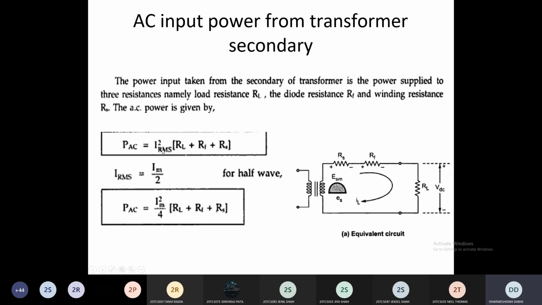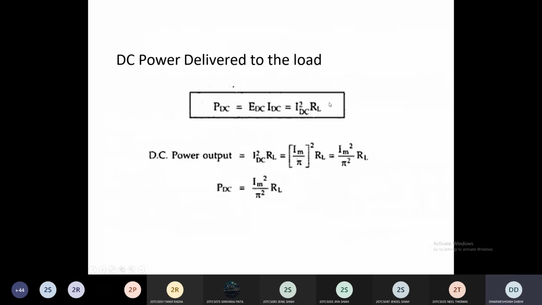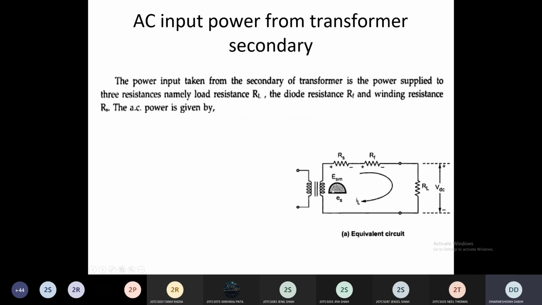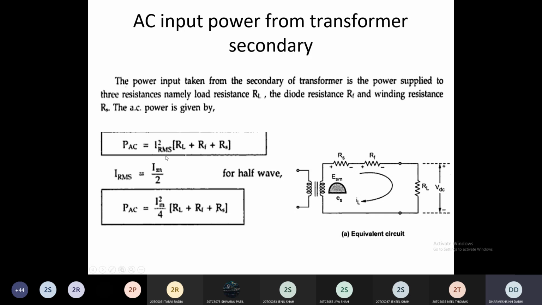Here the secondary side of the transformer supplies all these three resistances RL, RS and RF. In the previous slide, we derived this equation of DC power to the load. So load has only resistance RL. So that's why we write here I square into RL, load resistance. But here at the supply side, the supply provides power to all these three resistors. You can see that current is flowing into all these resistances RS, RF and RL. So supply power to this circuit, that is what? I square into total resistance of the circuit, RL plus RF plus RS.